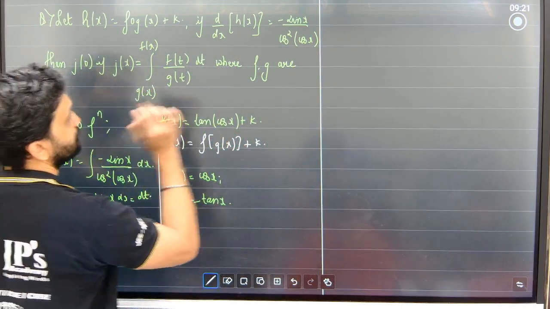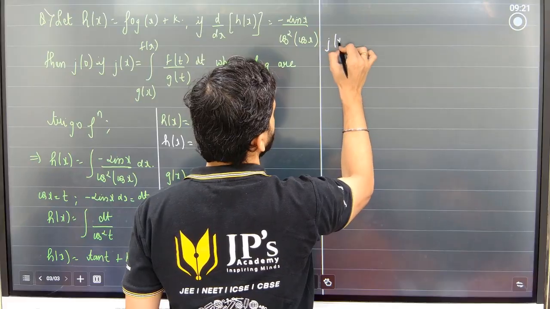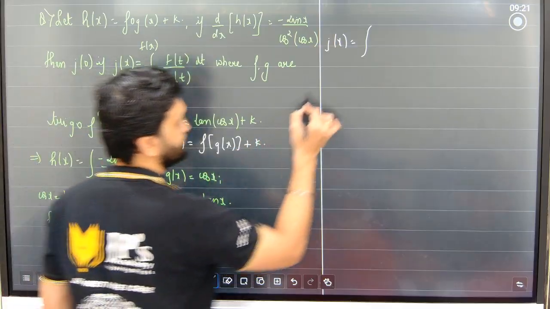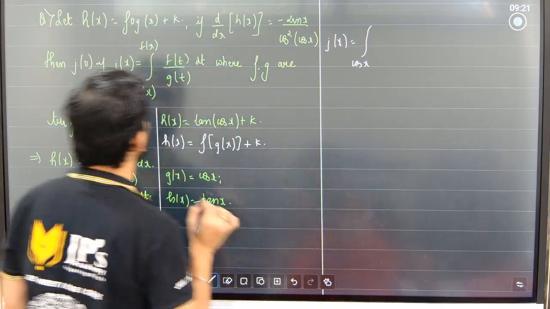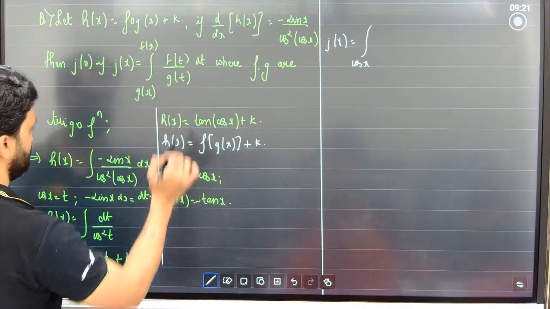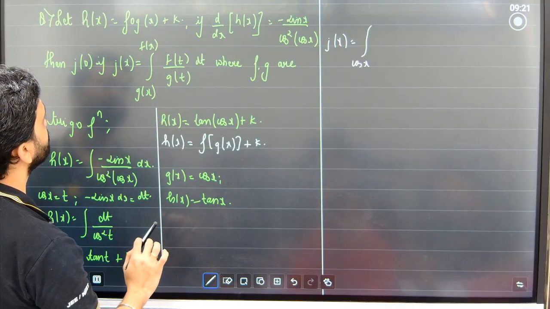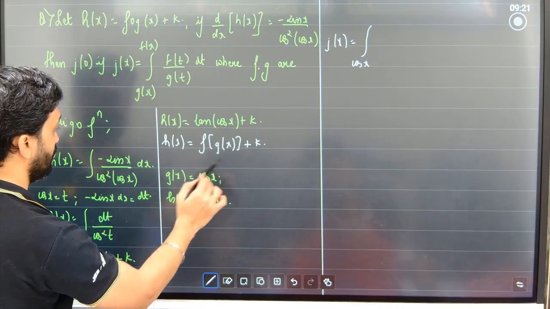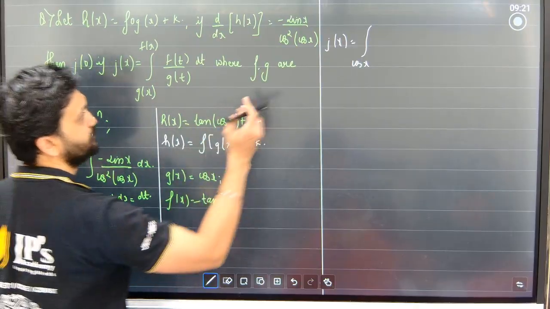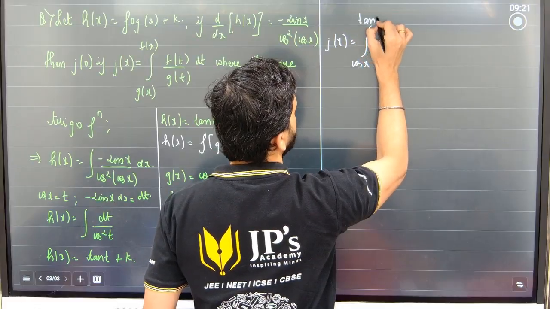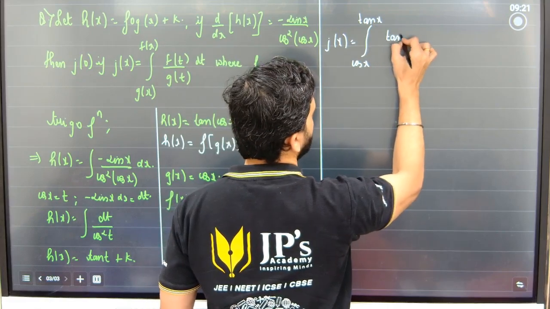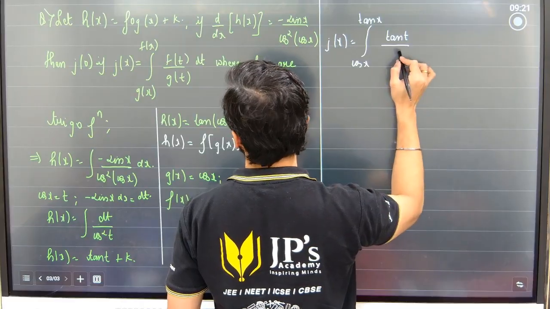ये देखो g of x. So I will write therefore g of x is nothing but integration g of x is cos x, f of x, ठीक है, f of x यहाँ पे दिया. Sorry guys, my mistake. f of x is tan x, तो यहाँ पे लिख दिया मैंने tan x. Guys अगर f of x tan x है, f of t will become tan t, and this will become cos t.